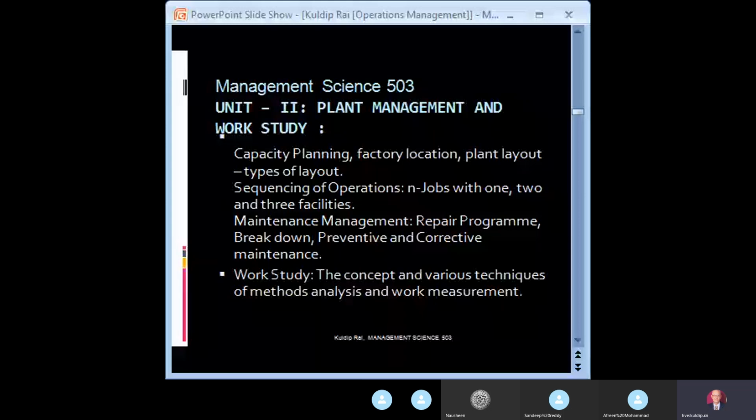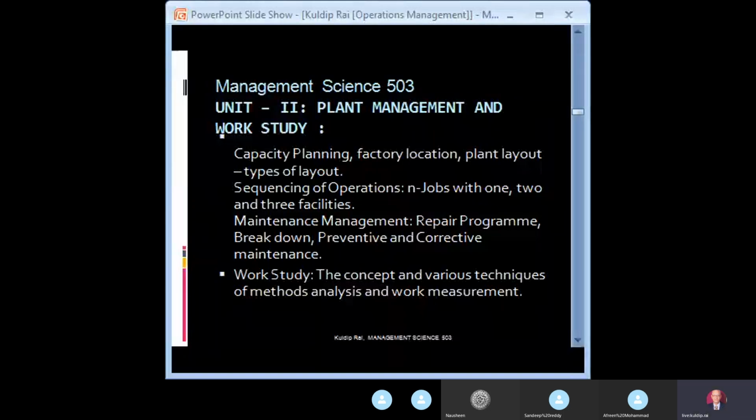A takes 5 minutes, B takes 15 minutes, C takes 20 minutes. So, if you consider only from the time angle, the 5 minutes method, that is A, should be selected. This kind of study, this kind of analysis is called method study or method analysis. I hope the concept is understood by you.